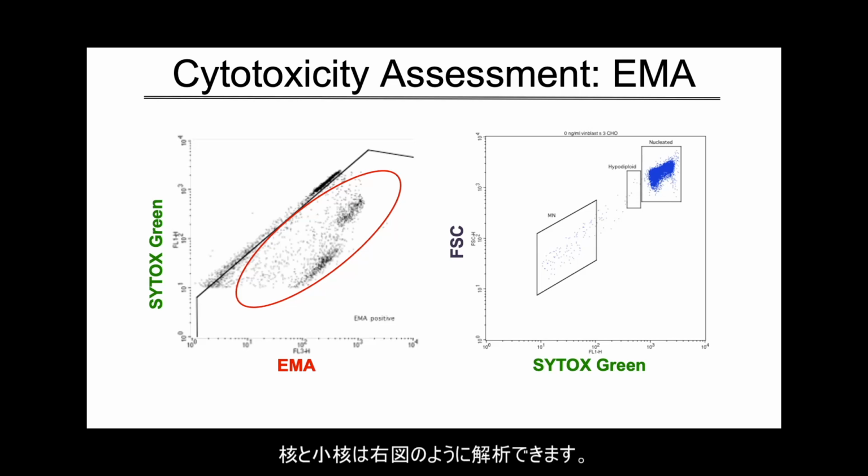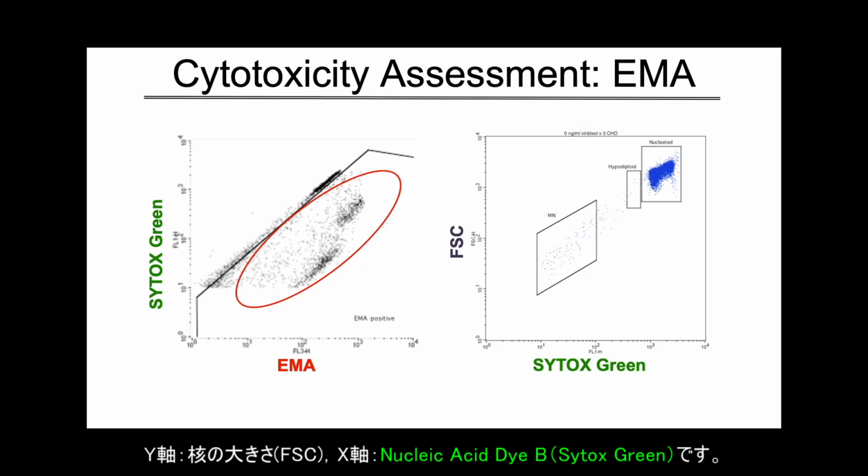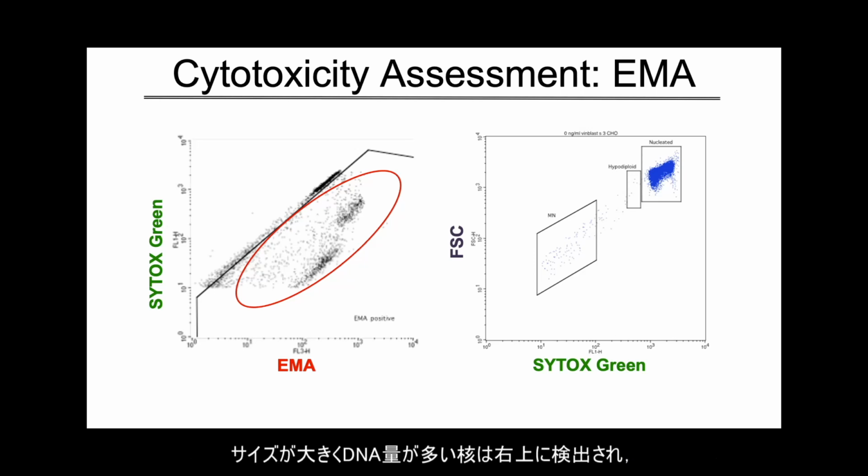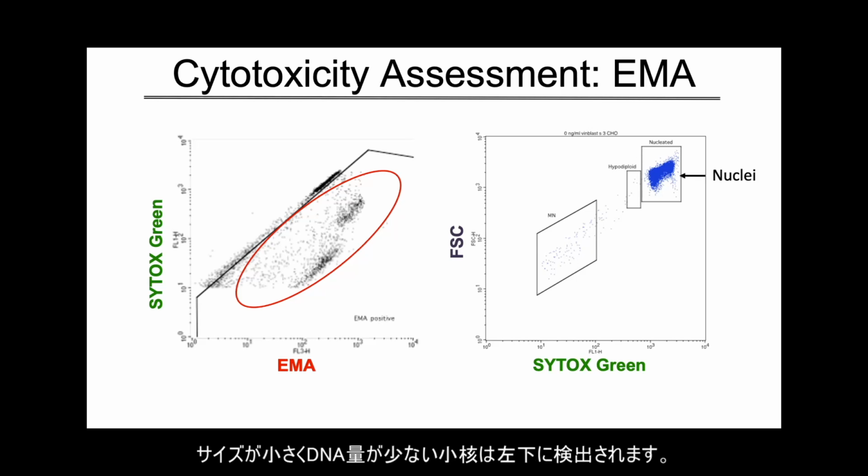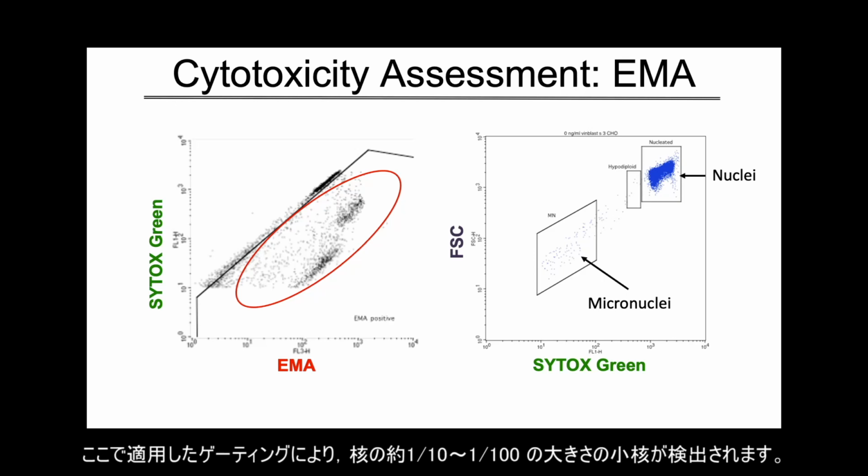The nuclei and micronuclei are then examined on the plot to the right, which separates the population based on size or forward scatter along the y-axis and SYTOX Green fluorescence along the x-axis. Since the nuclei are larger and contain more DNA, these events end up in the upper right portion of the plot, while the smaller, less nuclear dense micronuclei fall in the lower left portion. The gating we apply here captures micronuclei that are approximately between 1/10 and 1/100th the size of the main nuclei.